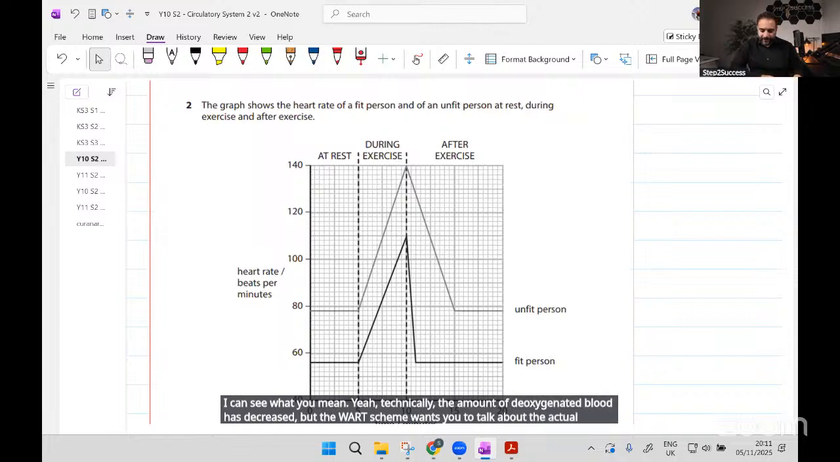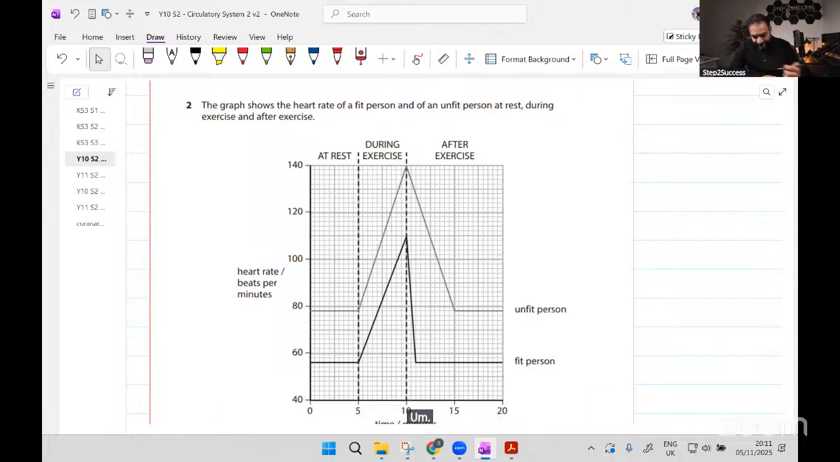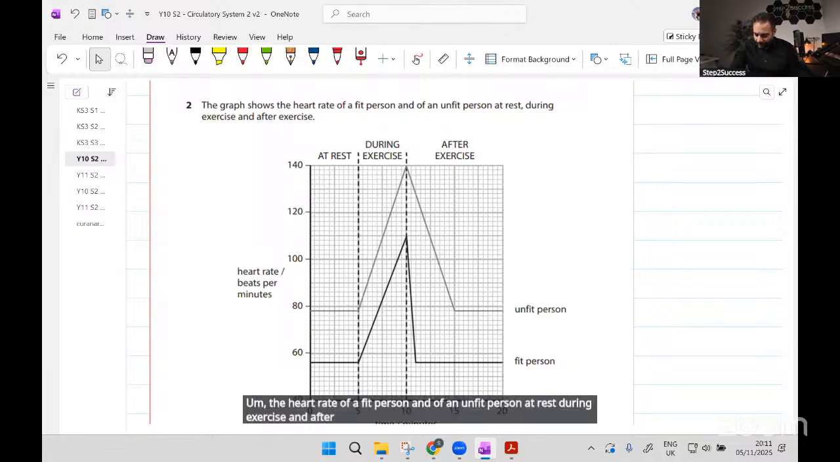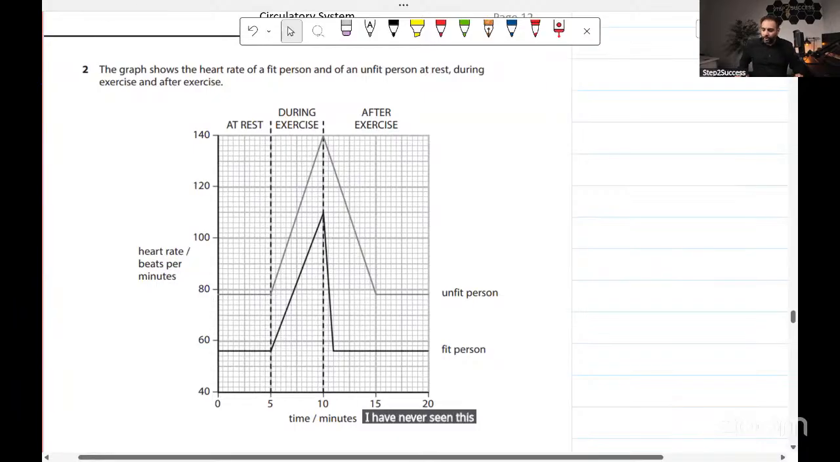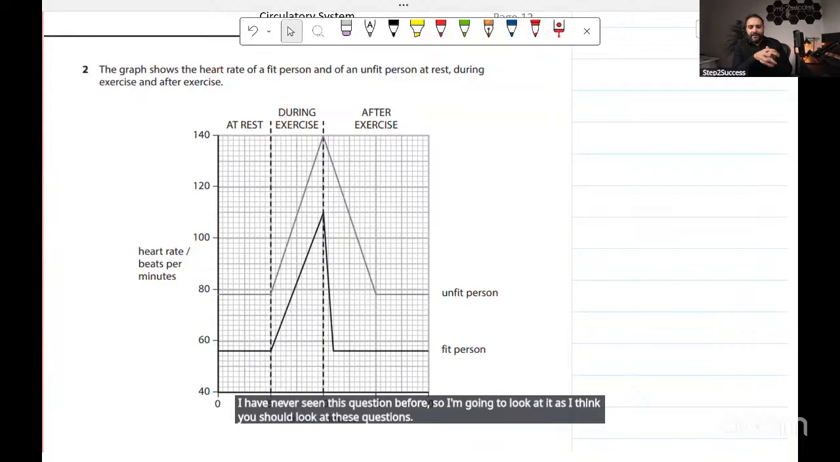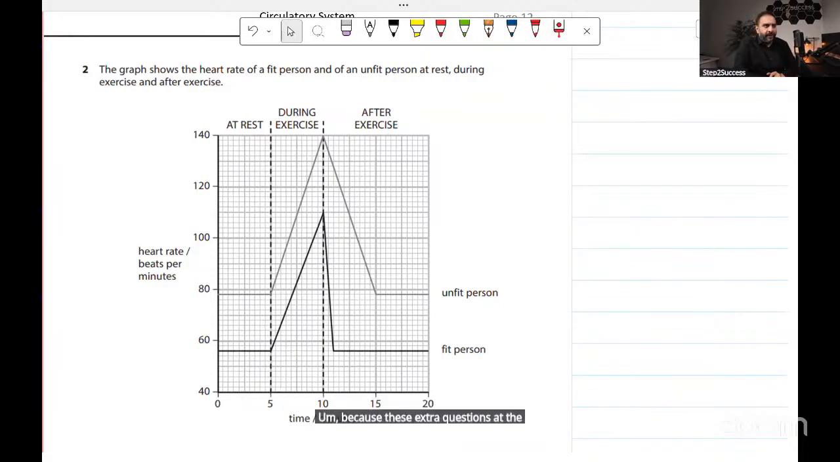The heart rate of a fit person and of an unfit person at rest, during exercise and after exercise. Look, I will tell you one thing: I have never seen this question before. So I'm going to look at it as I think you should look at these questions, because these extra questions at the back of these booklets have been added very recently.